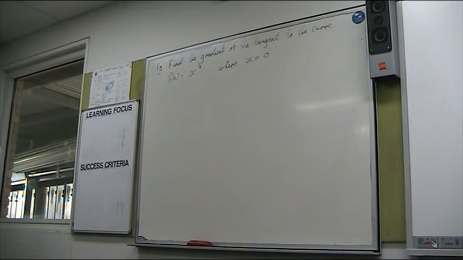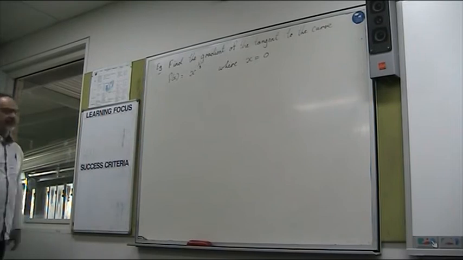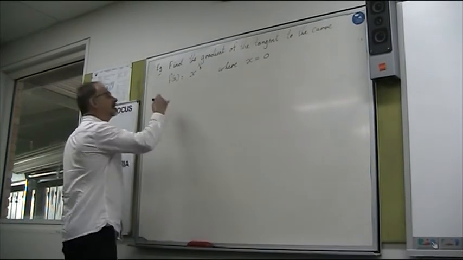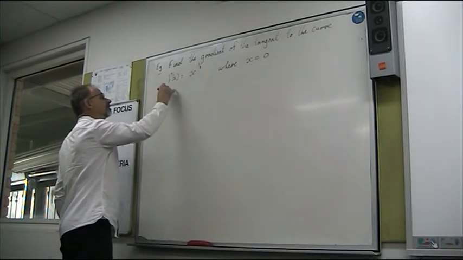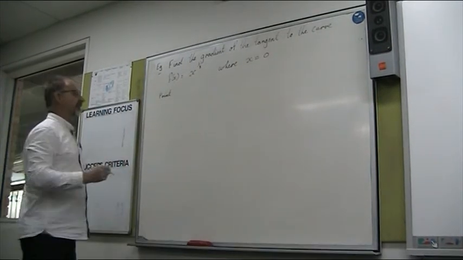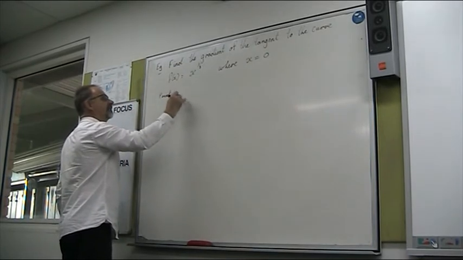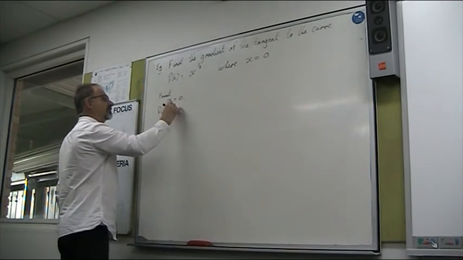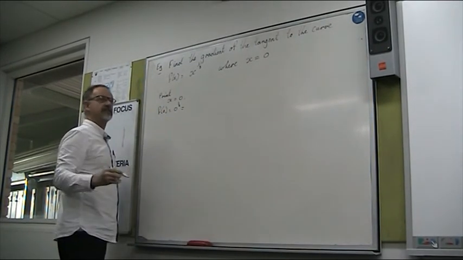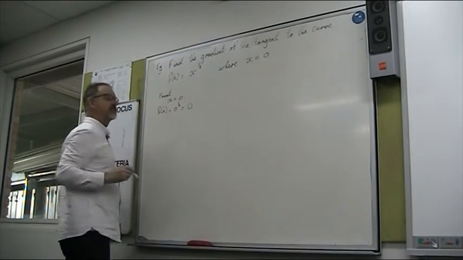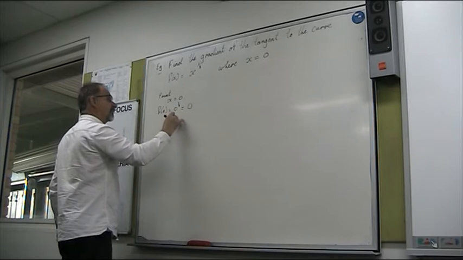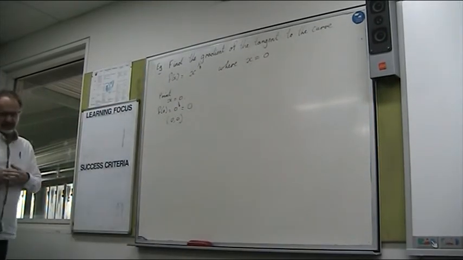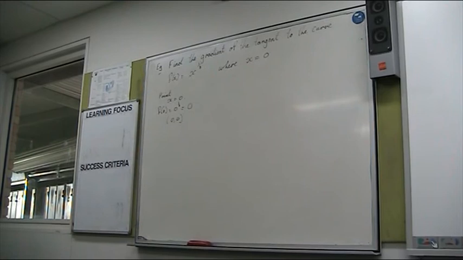All right, so this is a root graph, a cubed root graph. Still need the same stuff. Still need our point. We still need our gradient. So we have x equals 0, find the other coordinate, will be f of 0, which is 0 to the 1/3, which is 0. So the point we're looking at is 0, 0, at the origin.